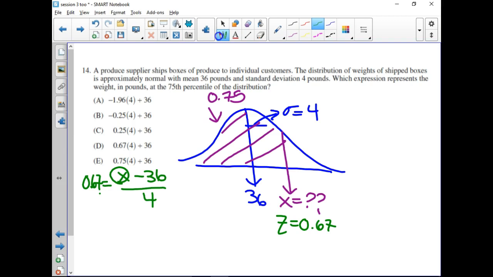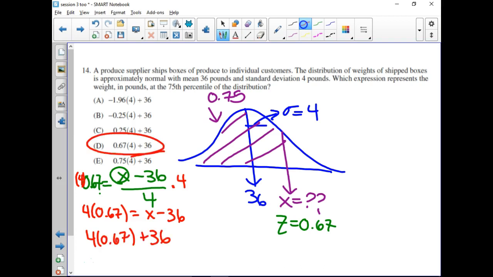Yeah, and you can confirm that by a little bit of algebra here. I need to get rid of the 4. So 4 times 0.67 is equal to x minus 36. And then I need to add the 36. So 4 times 0.67 plus 36. And you can see it's D.